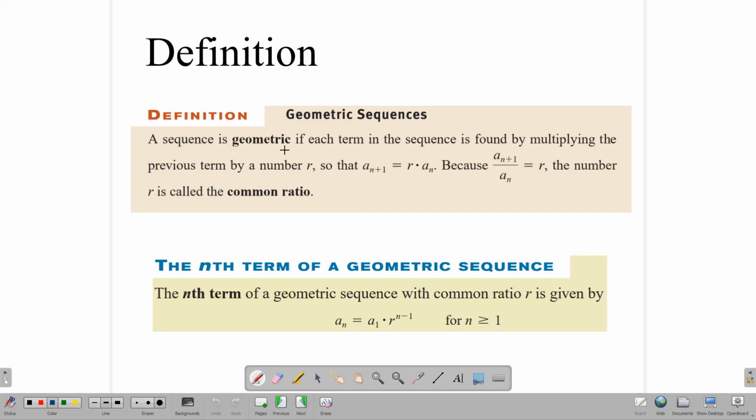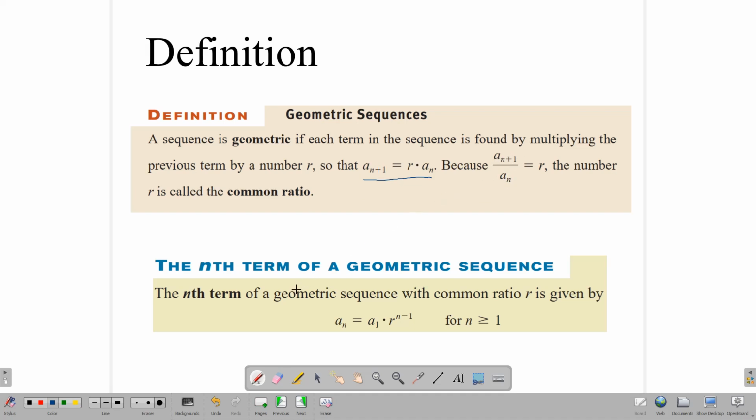A sequence is geometric if each term in the sequence is found by multiplying the previous term by a number r, so that a_(n+1), the next term, is equal to r times a_n, which is the current term that you have. The r is what we call the common ratio, and we find it by dividing a_(n+1) by a_n, which is the next term divided by the previous term.